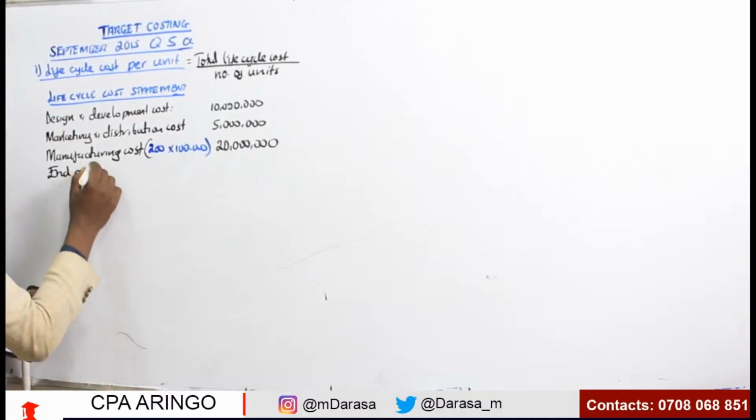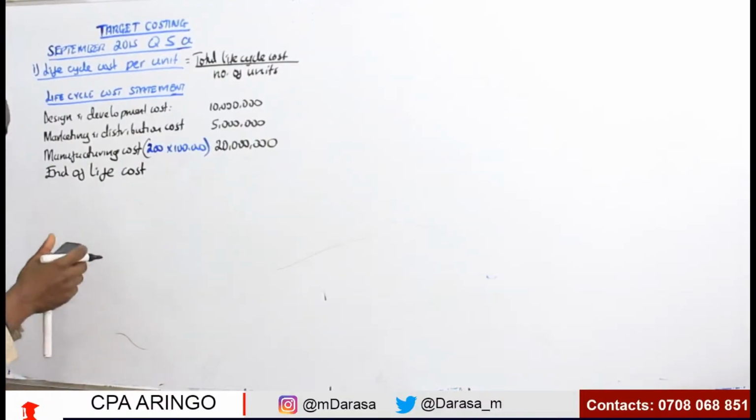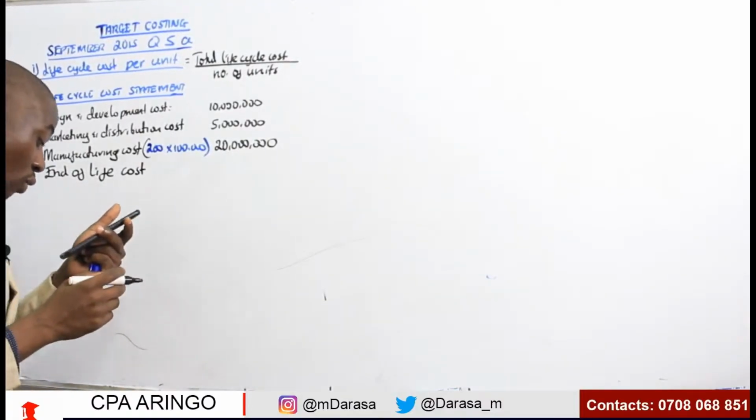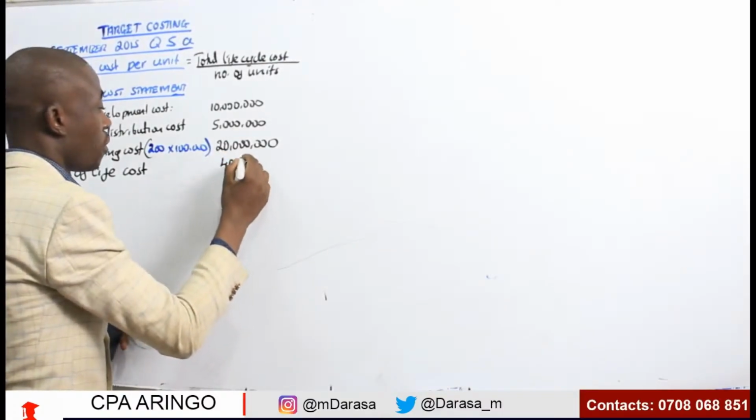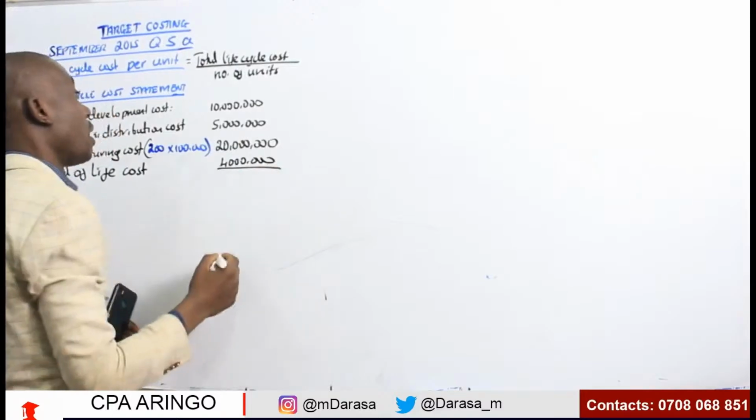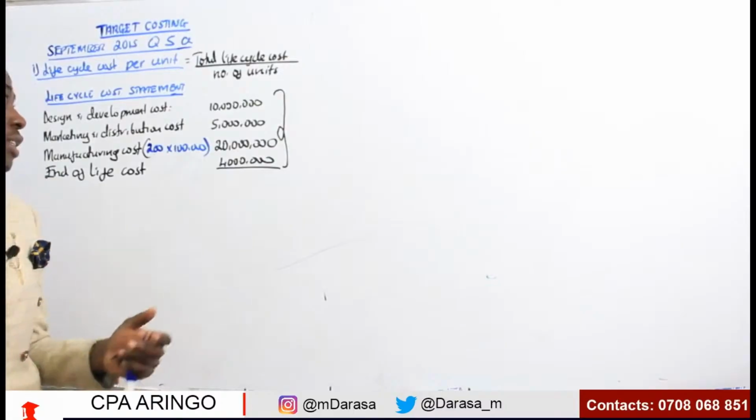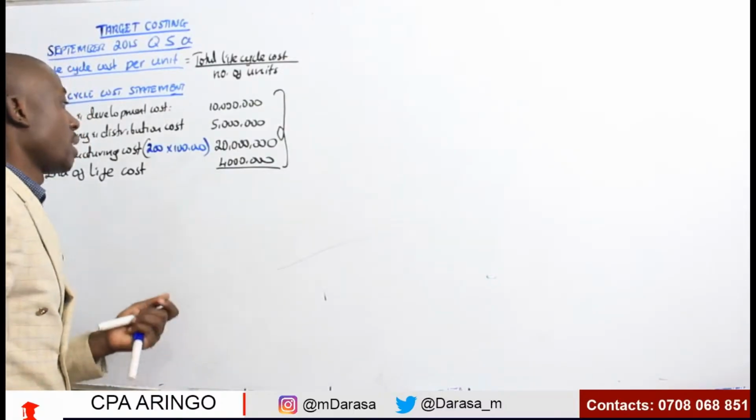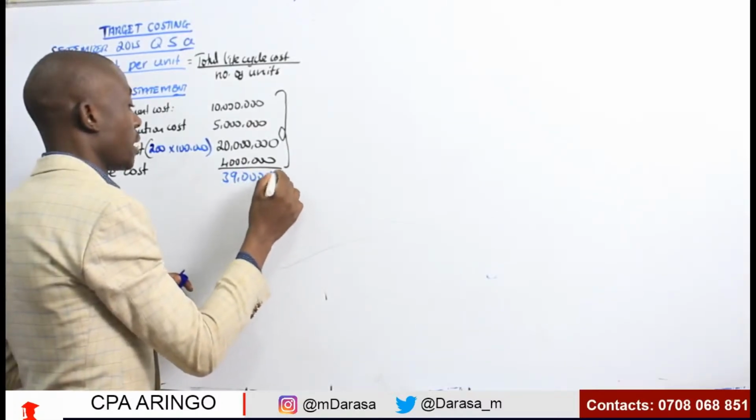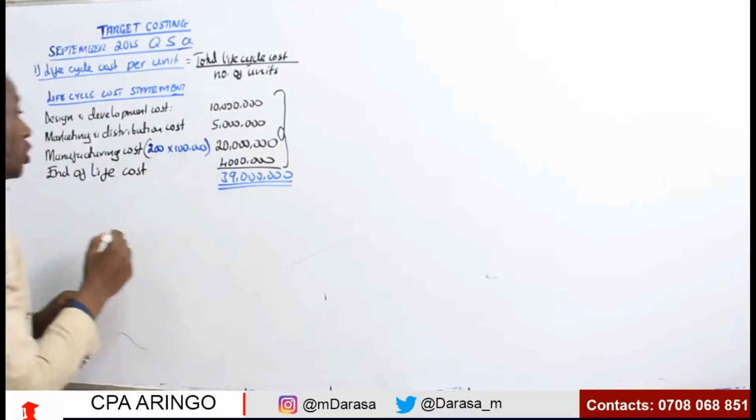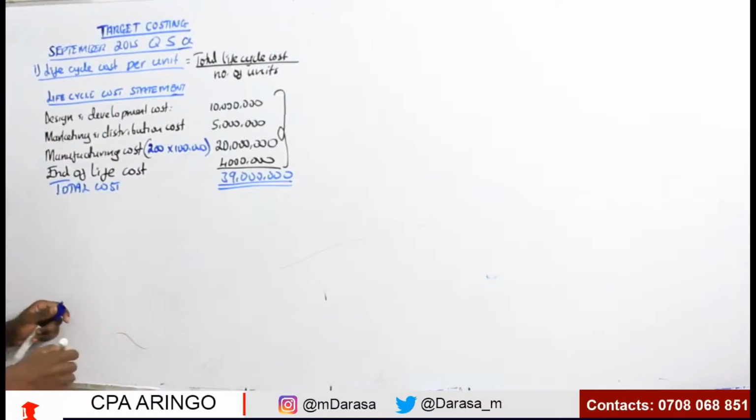End of life cost. I'm given a figure of 4 million, right? So what will be our total cost? We can clearly see that it should be 15, 35, so I'm having 39 million. We do have 39 million being our total cost, the total life cycle cost.